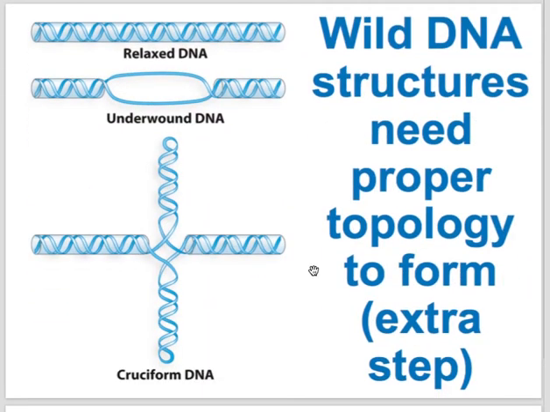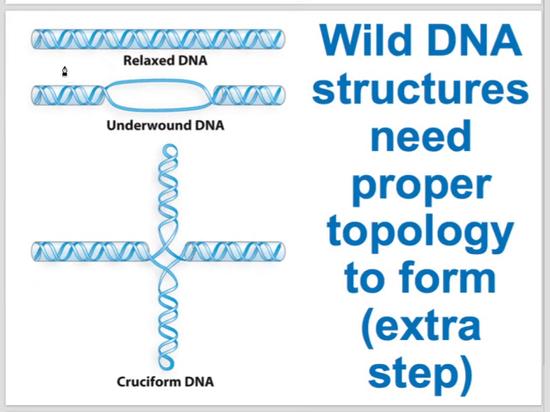Okay, so we talked about those wild inverted DNA structures. Remember, this is a double cruciform. That means this repeat is going to match with this repeat. So we're going to draw that. And then this repeat is then going to match with this repeat.